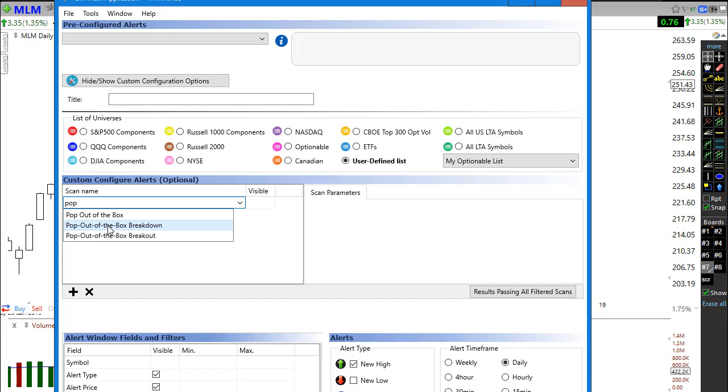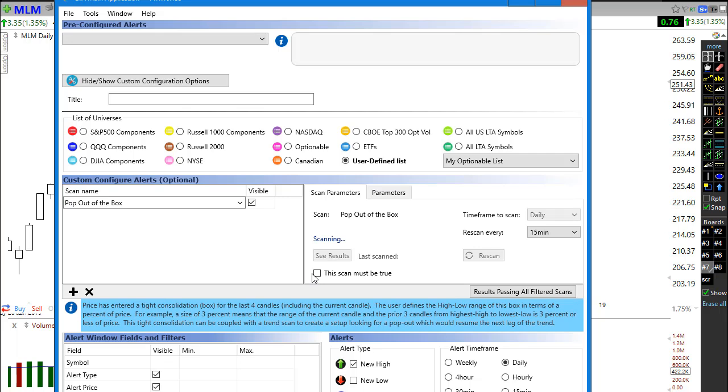The pop out of the box breakout is looking for that stock that's breaking out. I tend to look for this pattern because I want to find that pattern as it's developing. I don't want to be chasing a trade after it's already moved. I want to be getting into that trade as it's occurring. And you see, there's a big difference, right?